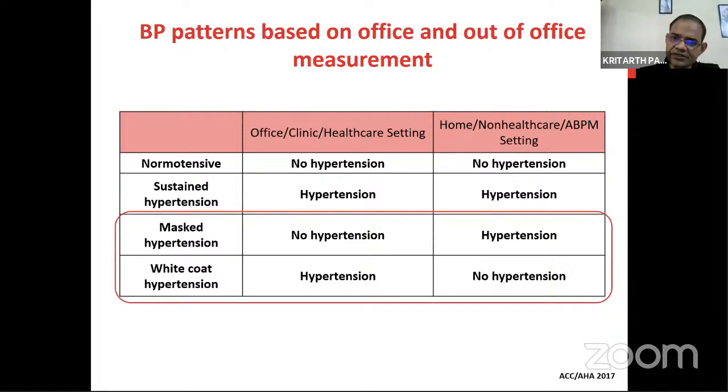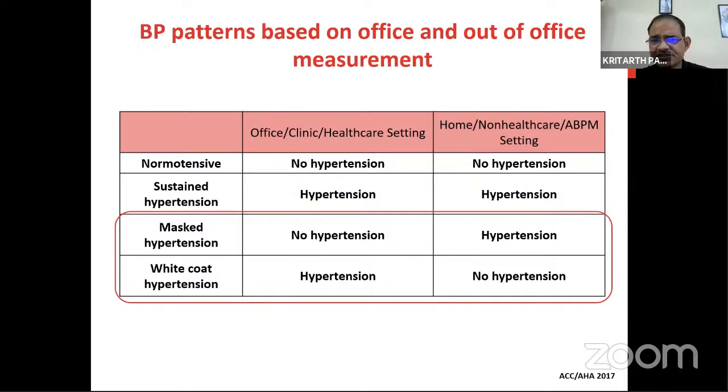BP patterns are based on office and out-of-office measurement. They are normotension, sustained hypertension, masked hypertension, and white coat hypertension. They should be differentiated for the patient's prognosis. From the prognostic view, normotension means office, clinic or healthcare setting, and home or ABPM blood pressures are both normal. Sustained hypertension means home as well as office blood pressures are both raised. And then we should differentiate between masked hypertension and white coat hypertension, which can be diagnosed by ABPM, ambulatory blood pressure monitoring.